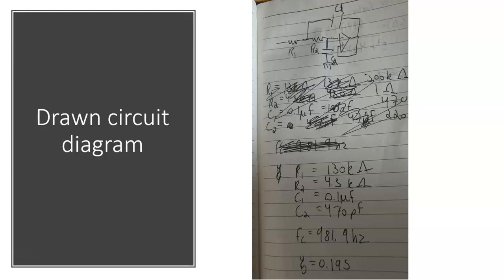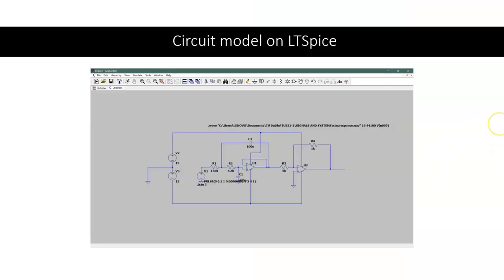C1 would be 0.1 microfarad, C2 would be 470 picofarad, and our cutoff frequency for this system, which we calculated with those component values, would be 981.9 hertz. The damping ratio is also seen there, the last thing in the picture. It's 0.195 or 0.2. So this is the circuit model that we came up with on LTSpice.